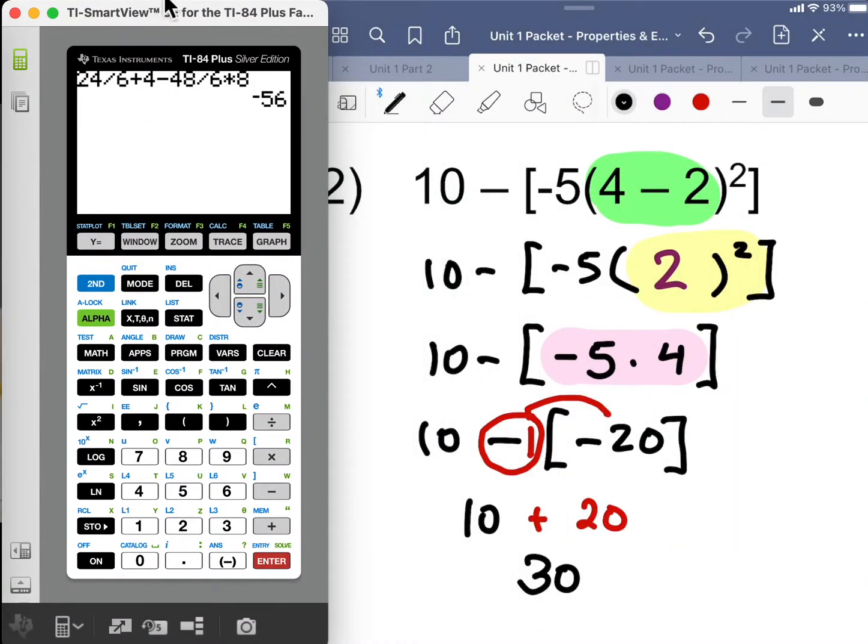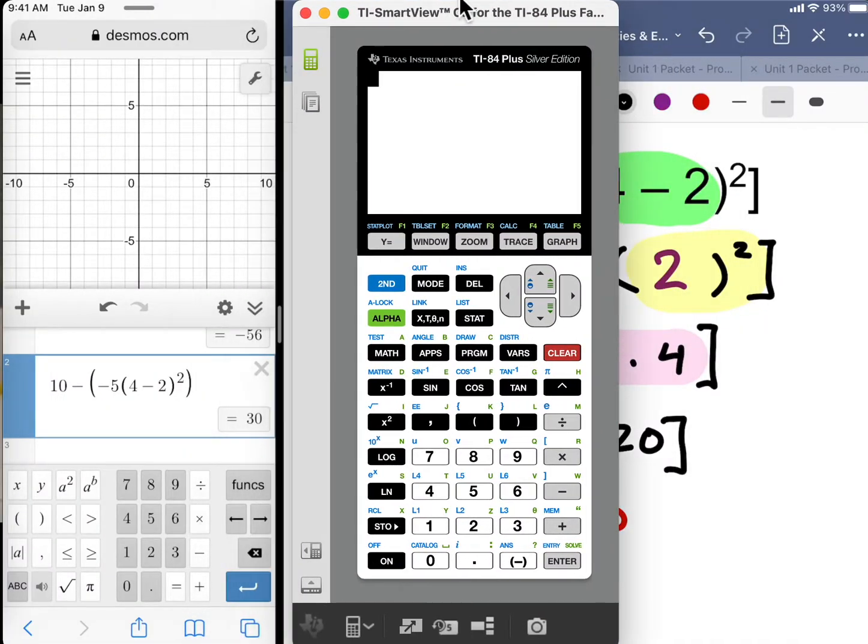On the TI, it's going to be the exact same thing. It's just you're going to place everything in slightly different locations. So 10 minus. Oh, and also, I got to be fair about this.